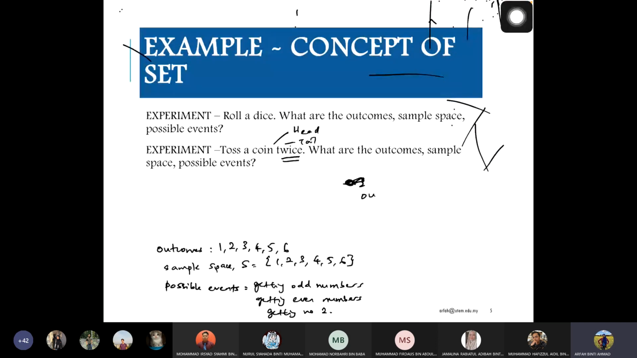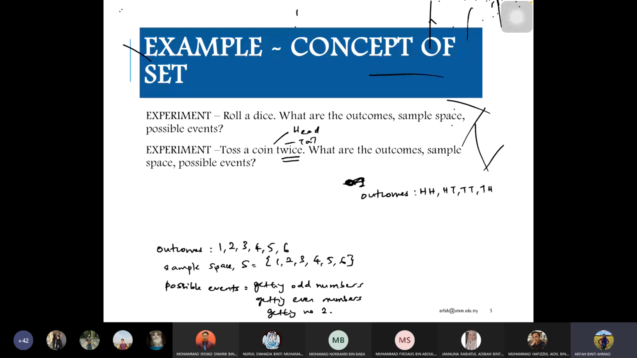So dia punya outcomes in this case, awak akan dapat toss a coin twice. Maybe awak dapat head dan head atau dapat head and tail, tail and tail atau tail and head. Maksudnya sekali lambung dapat kepala, kali kedua lambung dapat kepala juga. And then kali pertama lambung dapat kepala, kali kedua lambung dapat tail. And then the first toss you get a tail, the second toss you will get a tail as well. That is for the third outcome. And yang keempat, maybe you get tail and then you get heads.